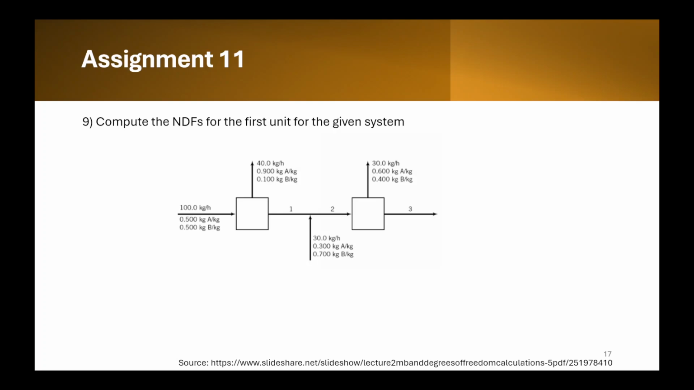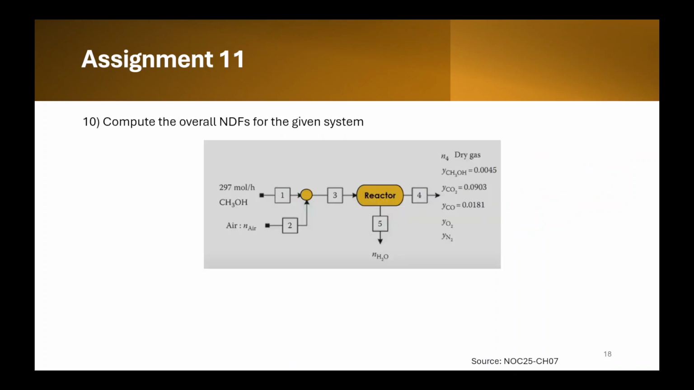Then we need to compute the NDF for the first unit for the given system. This is the first unit given here. You see that these are knowns. The unknowns here are F1, XA,1, and XB,1. So NDF is the number of unknowns minus the number of independent equations minus the number of auxiliary relations. The number of unknowns is again 3, the number of independent equations is again 2, and the number of auxiliary relations is 1 here. So you get 0.